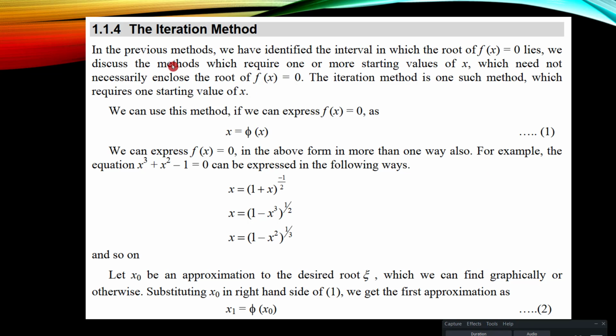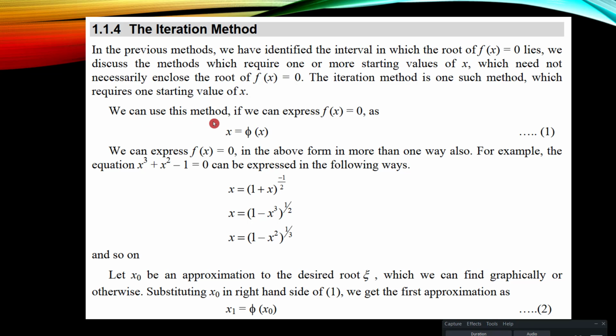To be clear, in the previous methods we identified the interval in which the root of f(x) = 0 lies. We discussed methods which require one or more starting values of x, which need not necessarily enclose the root of f(x) = 0. The iteration method is one such method which requires one starting value of x. So we need some initial value for the iteration method also.